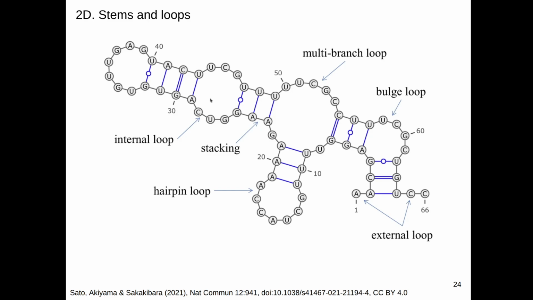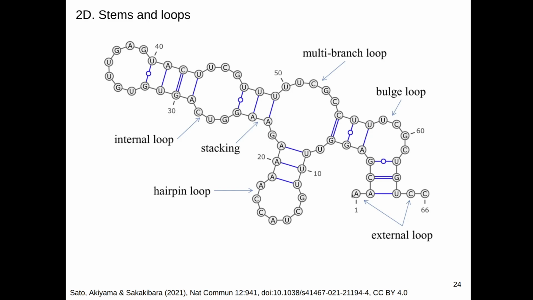Then a loop confined by 2 stems with 2 single-stranded fragments is called an internal loop. A special case of an internal loop where one of the strands is empty is called a bulge loop. And when we have a loop confined by more than 2 stems, at least 3, we call it a multi-branch loop or multiple loop or multiple junction or just junction.